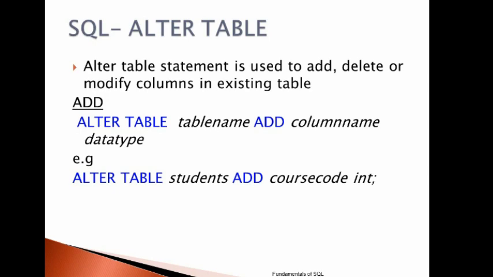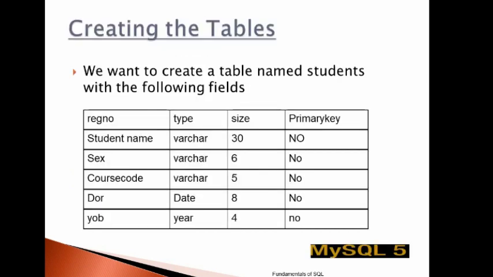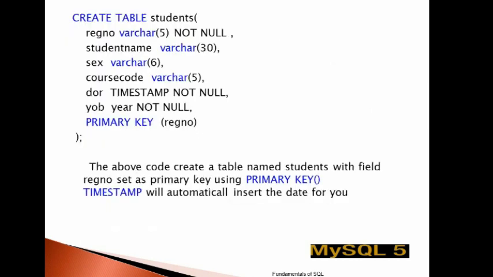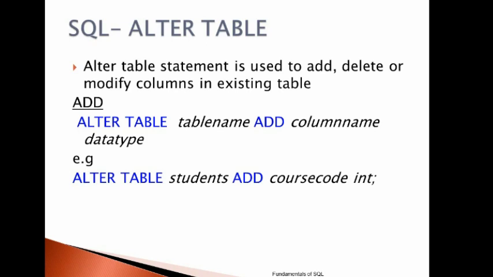Now, let's look at it from this perspective. Here we have our table. It has registration number, student names, sex, course code, date of registration, and year of birth. Now, we are not going to add course code because we already have it, but this is an example of how we would do it if we wanted to add course code. It's basically alter table, then you specify the table that you want to alter, and then add, and then the course code is what you're going to add.